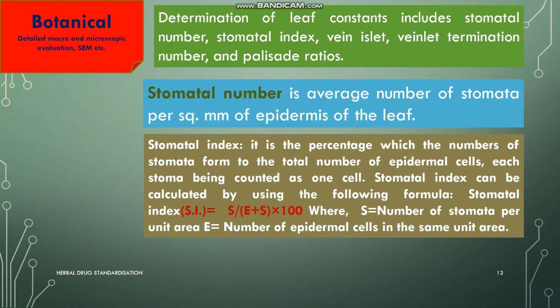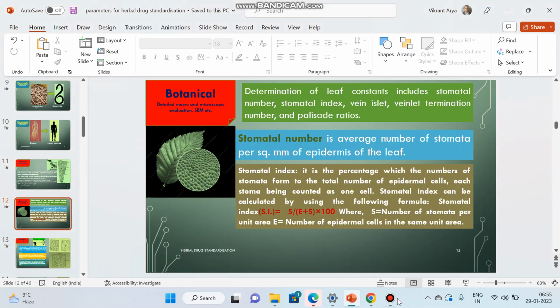So yes, there are different botanical parameters that we also determine in the standardization parameters. Like if we talk about the leaf, then we calculate stomatal number, stomatal index, vein islet number, vein termination number, and the palisade ratio, of course. So we will go through the definition again of each one by one. First of all, the definition of stomatal number.